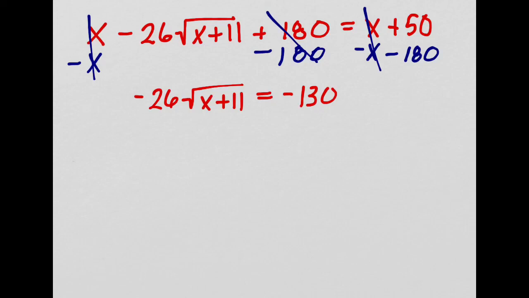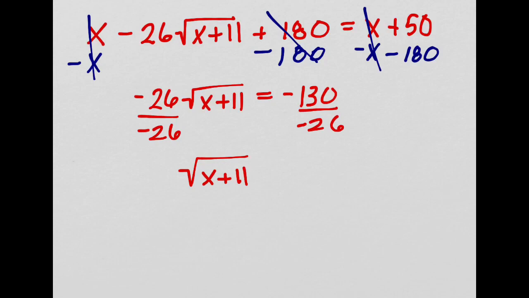I've got one more thing to do before this square root is totally by itself. And this step right here is to divide. This negative 26 is a multiplier. So in order to get rid of this multiplication, I have to divide everything by negative 26. So I'm going to do that to both sides. Now, I have the square root of x plus 11, because these divided out. And now when I take negative 130 divided by negative 26, I get a positive 5.